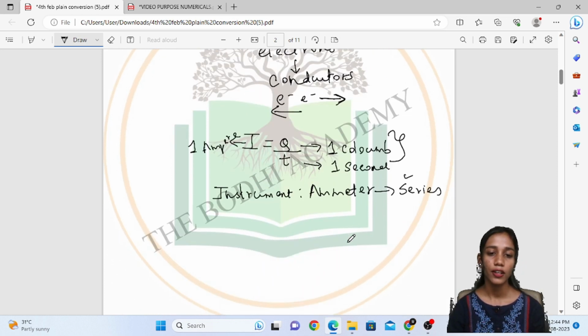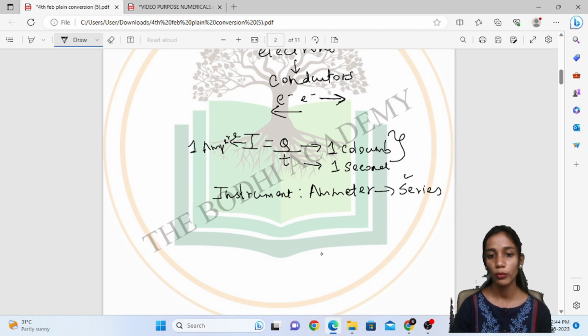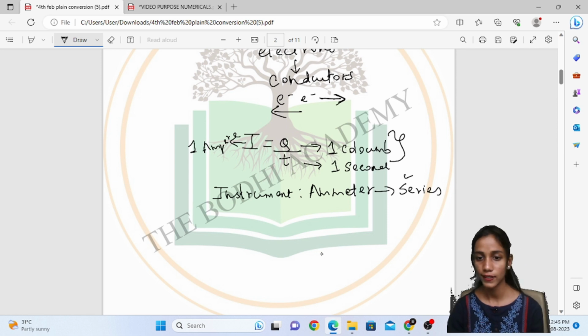Also another question which is asked mostly is, which is the instrument used to measure the electric current? And the instrument is ammeter. And in which connection is it connected? It is connected in series.